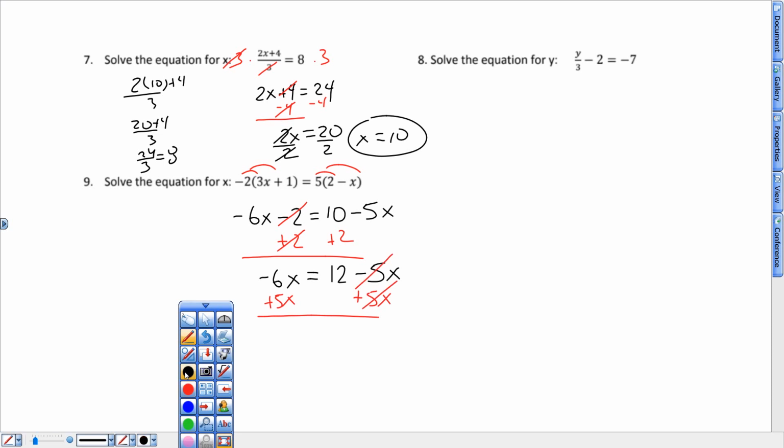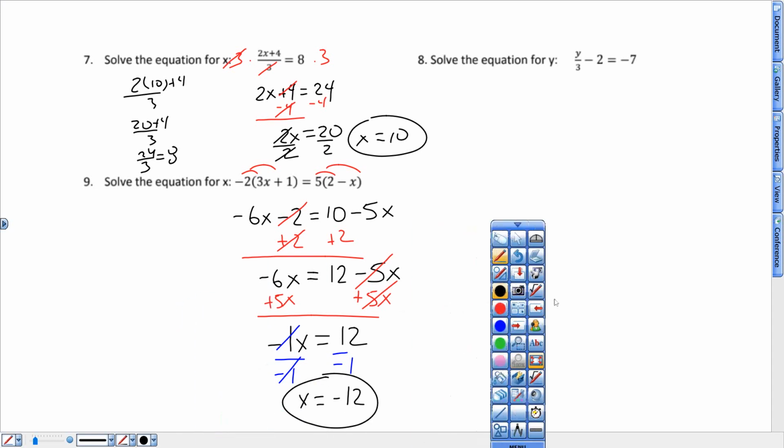That negative 6 plus 5 gives me negative 1x. And right there, that's not fully solved. Divide by negative 1. And that gives me x equals negative 12.